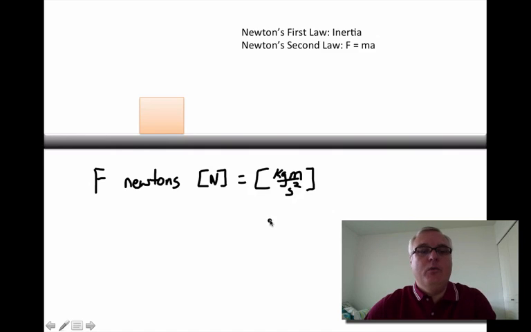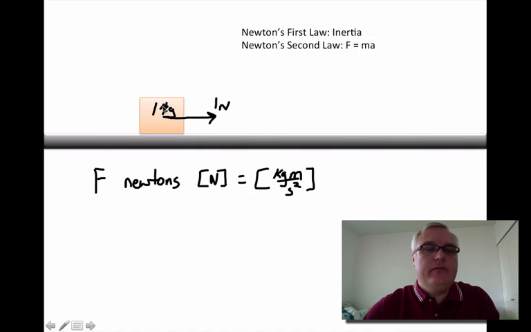So in other words, 1 Newton of force is the amount of force required to accelerate a 1 kilogram mass at 1 meter per second squared. So if I had a force acting on this object in this direction to the right of 1 Newton, and it was a 1 kilogram mass, this 1 kilogram mass would accelerate to the right at 1 meter per second squared. Okay? So that force causes an acceleration.